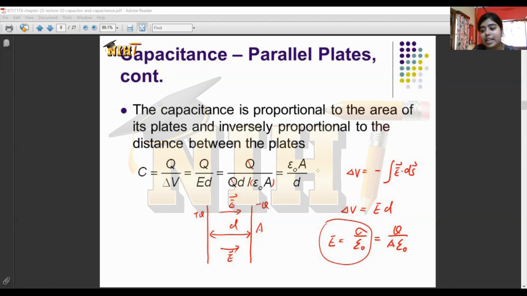So you can see that if you increase the separation between the plates, then the capacitance increases. No, the capacitance decreases, right? It is inversely proportional. If you increase the separation, capacitance will decrease, and if you increase the surface area of the capacitor, then the capacitance will increase. Now moving to the next slide.